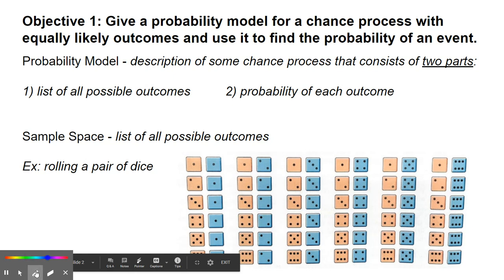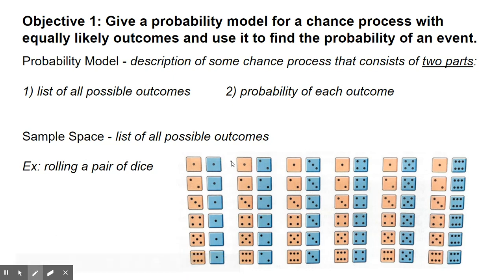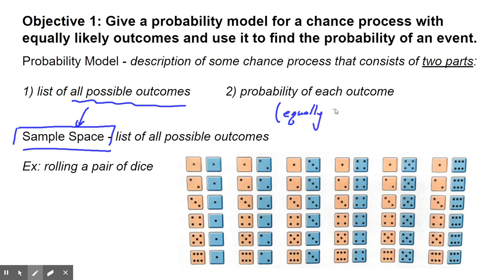Okay, so first we're going to talk about what a probability model is. So this is a little bit more highfalutin for a stats class, right? A probability model is a description of a chance process, and it consists of two parts. First of all, you have to list out all the possible outcomes. When you list out all the possible outcomes, that is called the sample space. You're trying to identify the sample space. And then the second thing is you should list out the probability of each outcome. Now, most of the time when we look at this chance process, they will be equally likely. So we only have to really list out one, because these outcomes will be equally likely to occur.